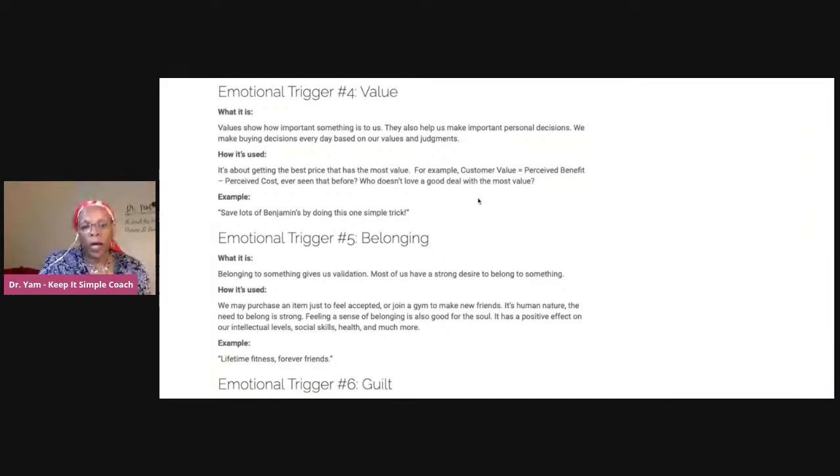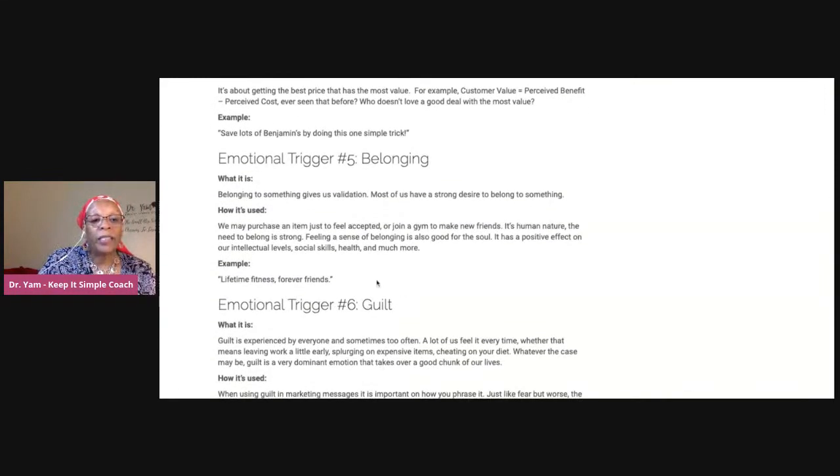Another trigger is belonging. Again, that sense of validation, the desire of becoming or being in something. Here, as with Life Time Fitness, "forever friends." In this particular example, it's about transformation. It's about being a part of a community, engaging in a gym experience with a coach, maybe, or a place where you're going to create new friendships inside this space and community. So the sense of belonging is an emotional trigger for some people.